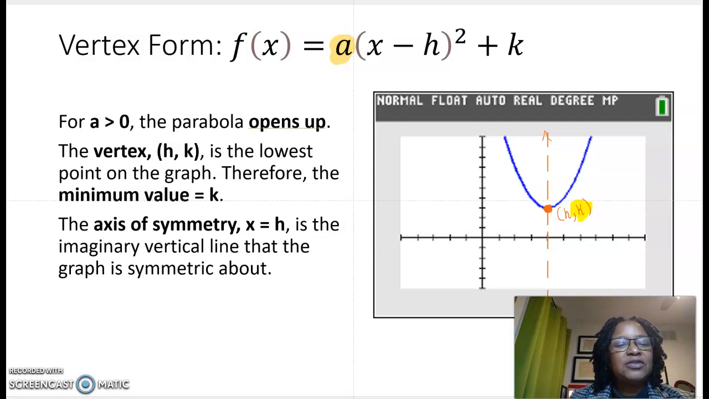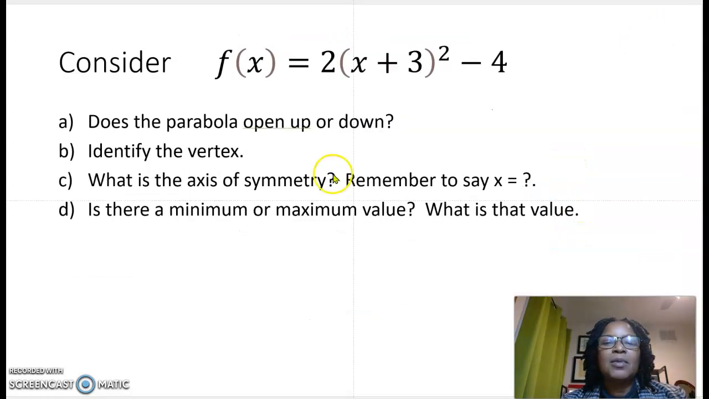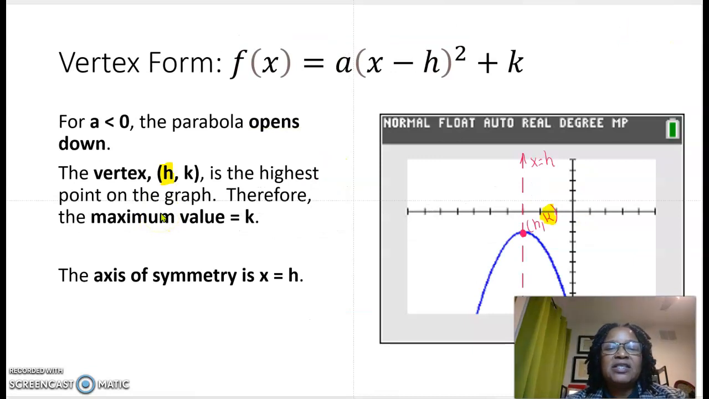All right, so if a is less than 0, the parabola opens down, and the vertex is h comma k, and it is going to be the highest point on your graph. So you can see here that the vertex is at the top of the graph, and therefore it's a maximum, and that maximum value is equal to k.